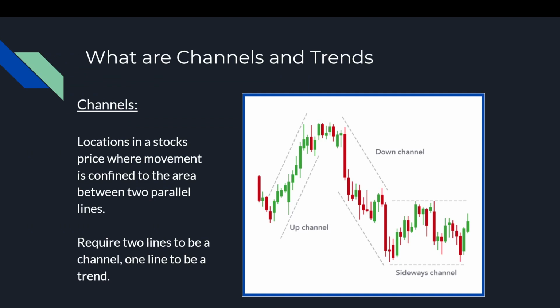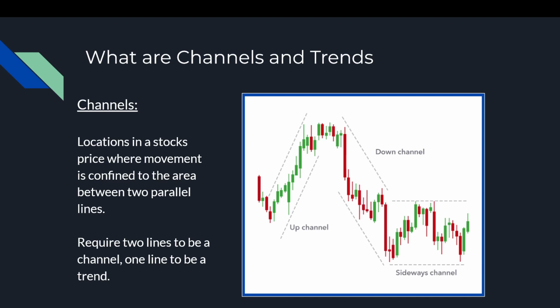So channels and trends are somewhat the same thing. They're very similar. However, they're actually different. Channels are locations in a stock's price where movement is confined to an area between two parallel lines. So if you look to the right here, there's three kinds: an up channel, a down channel, and a sideways channel. Up channel is obviously when the channel's in an uptrend. The down channel is when the channel's in a downtrend, and the sideways channel is when the channel's just sideways.